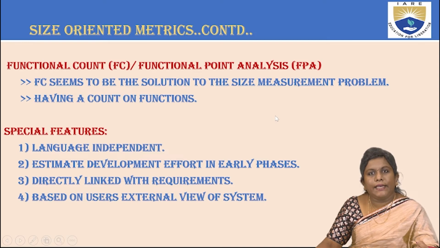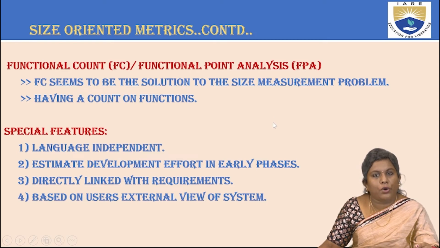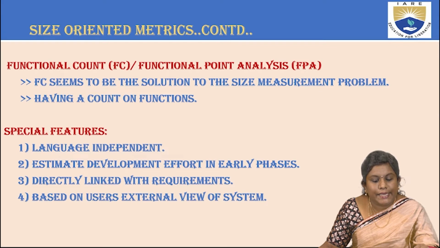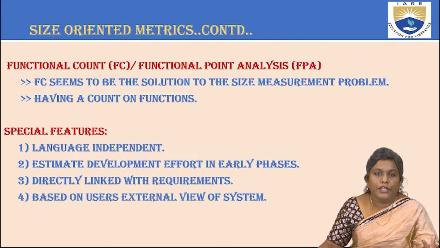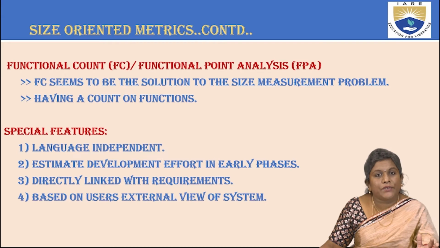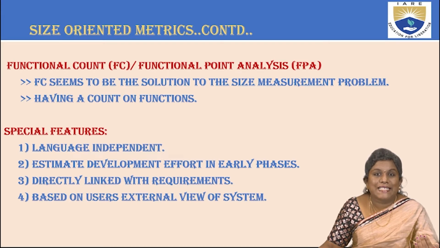Next, the second thing, that is the functional count. In short, it is called FC, or functional point analysis, FPA. So what does it state? This seems to be the solution, or in other terms, you can say FC is trying to give us the solution to the size measurement problem, or it is having a count of how many functions are being used. So I repeat, functional count or FPA, that is functional point analysis, will give us a solution to the size measurement problem, having a count on the functions.